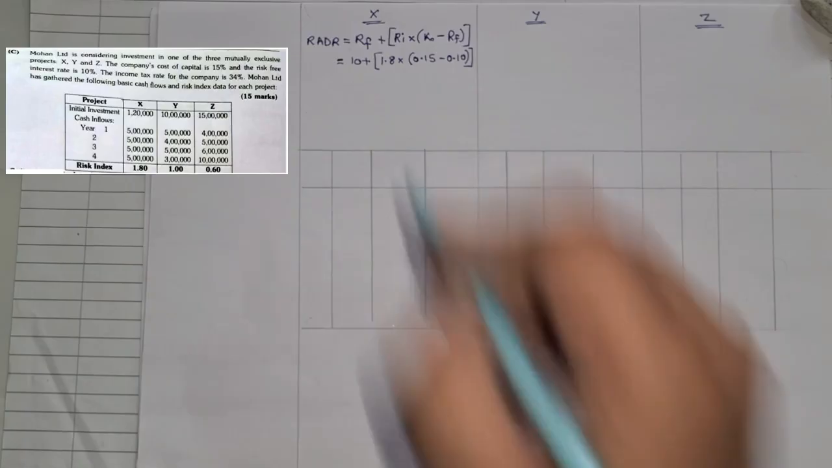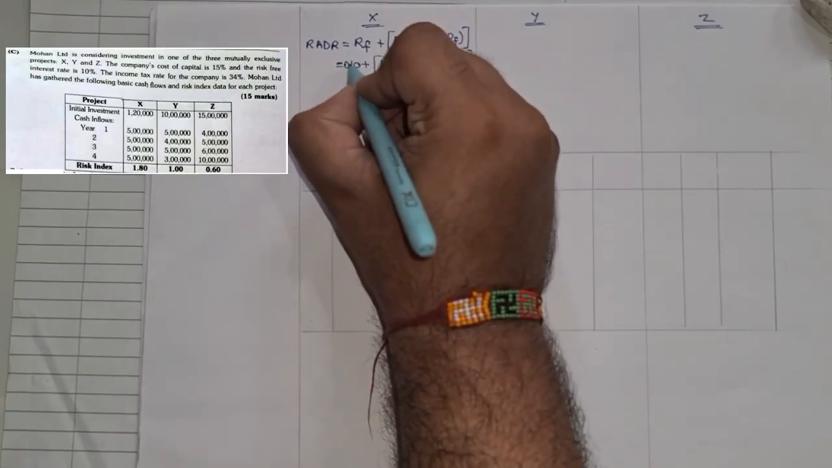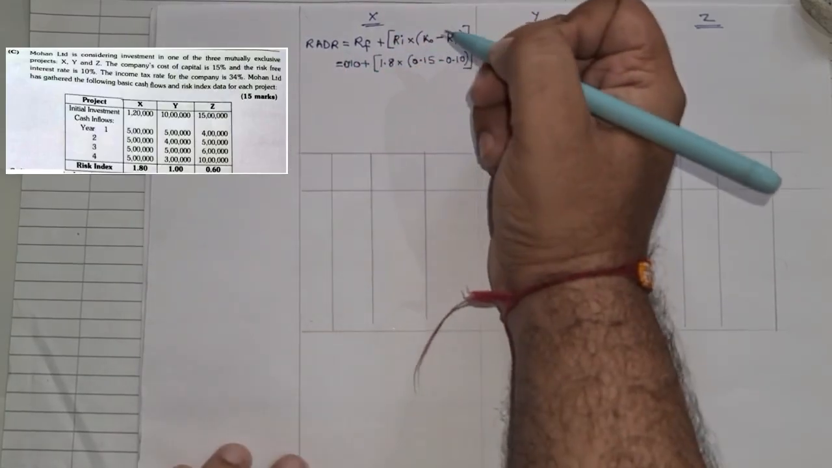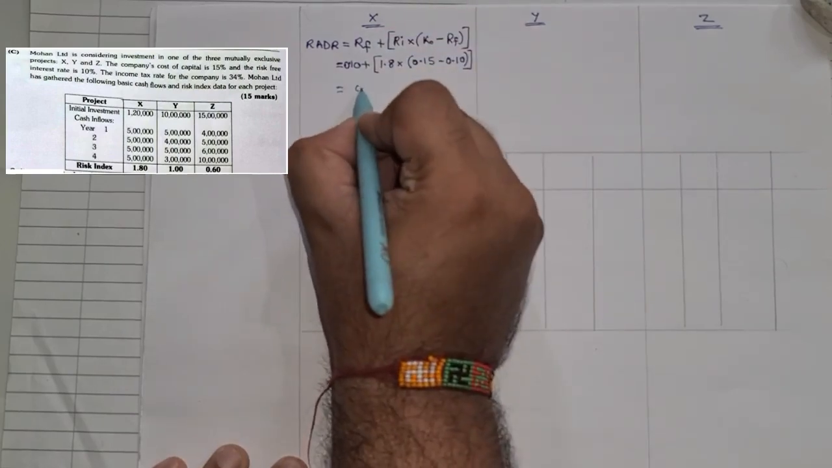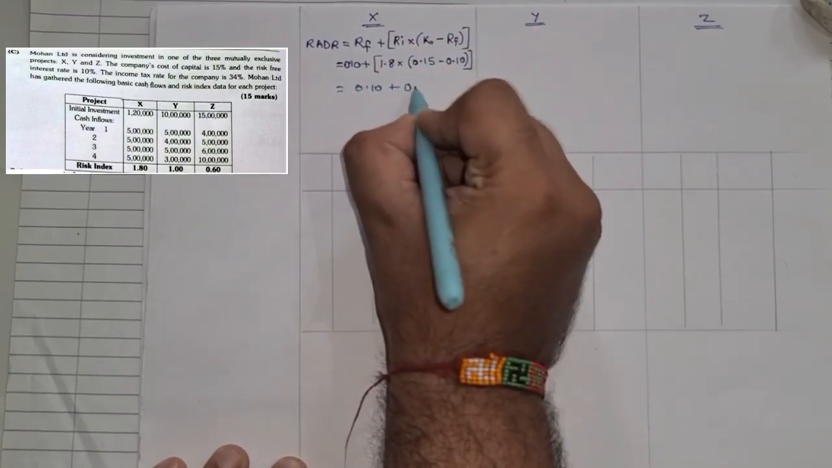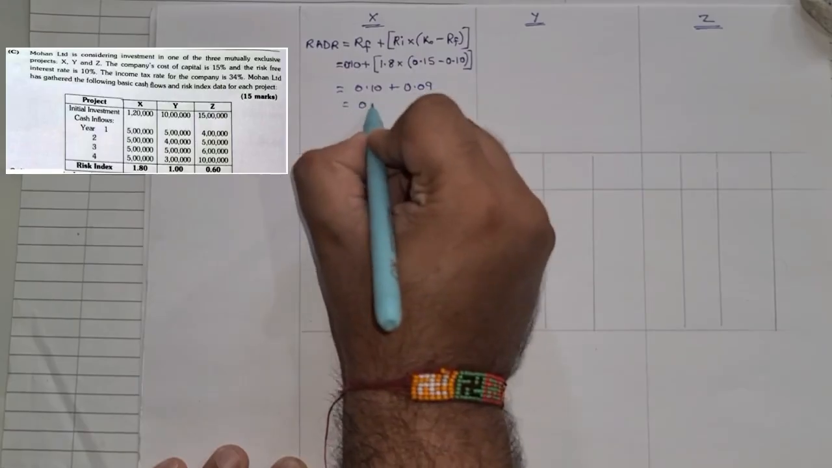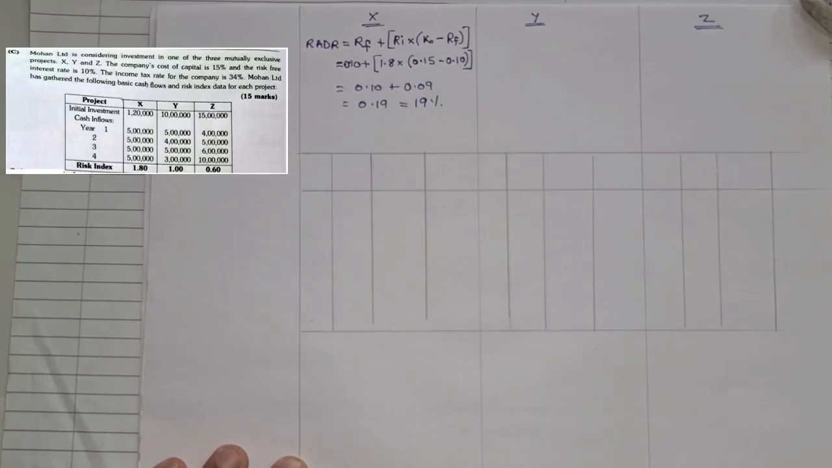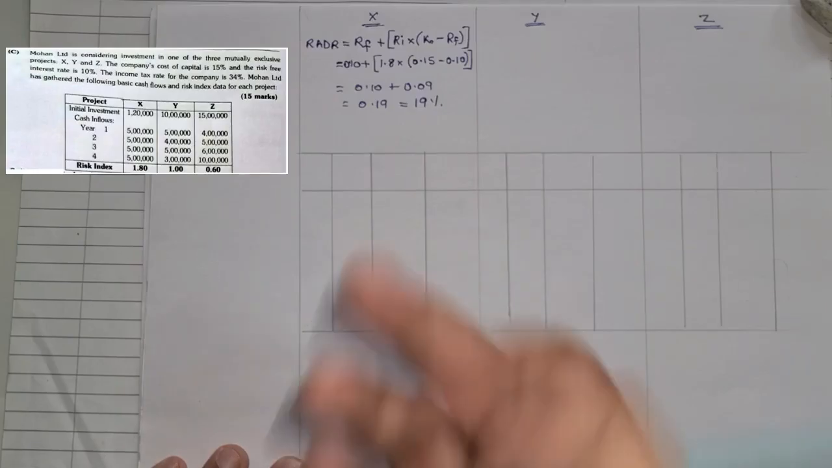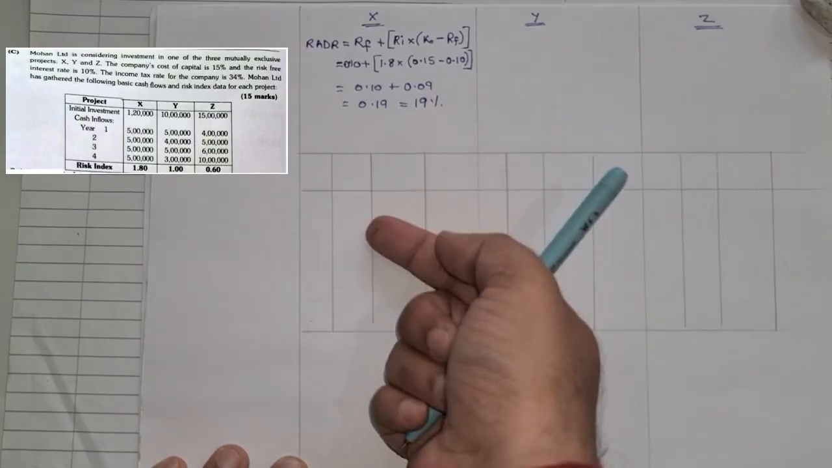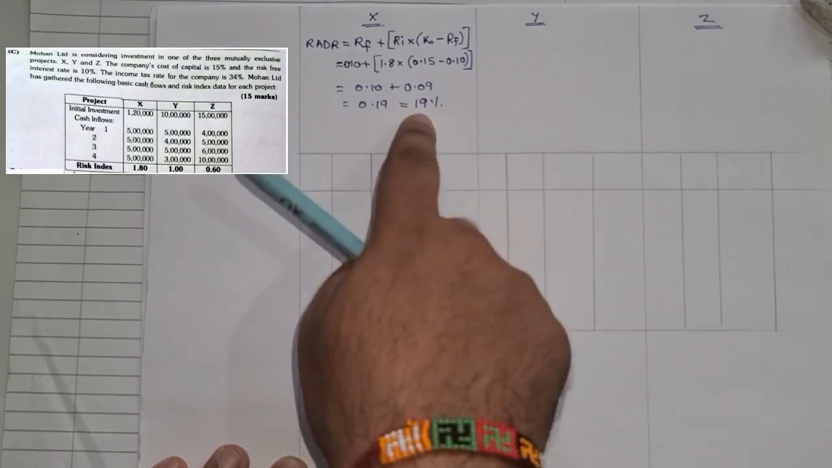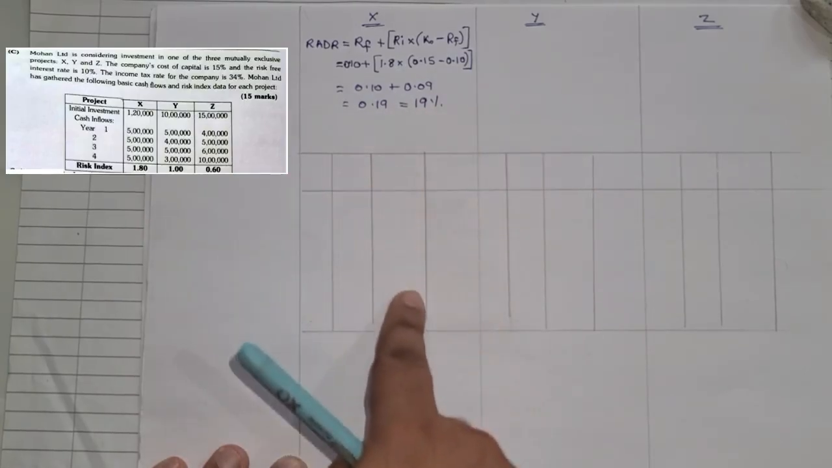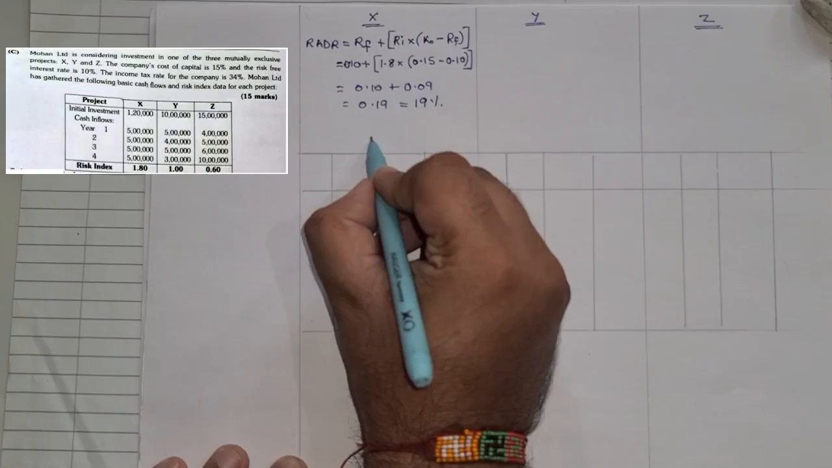Okay, now since RF is 10%, I'll take this as 0.10. When you solve this part, you will get 0.10 plus 0.09, which comes to 0.19, which is nothing but 19%. So in the first case for X, you'll have to take the PV factor of 19%.